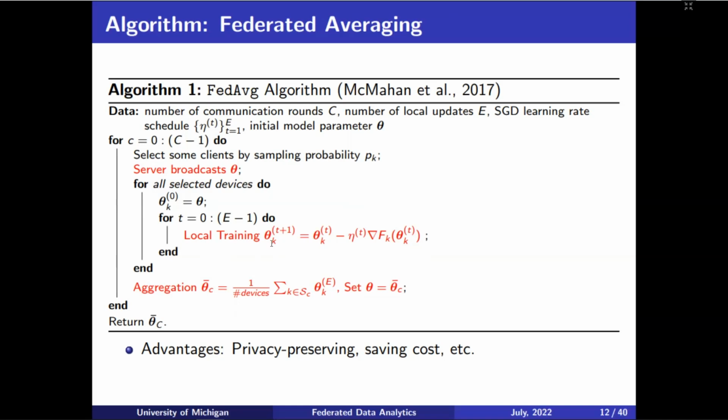And then they send the theta k back to the central server. The server then aggregates all those parameters. I repeat this procedure several times.